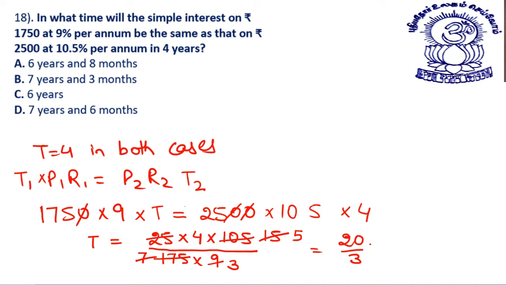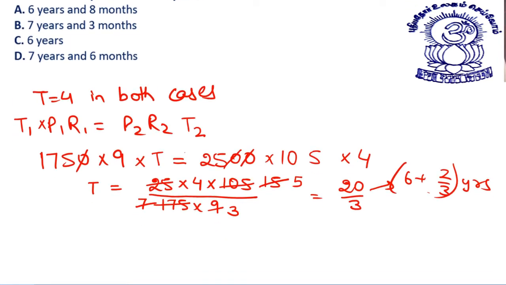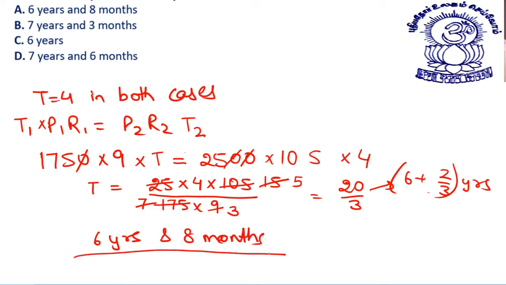20 by 3 means 6 plus 2 by 3. 2 by 3, this is these many years. So 6 plus 2 by 3 years means 6 years and 8 months. This is your answer, my dear students. I am very sure it must be clear to all of you. 6 years and 8 months. So this way we will be solving all the questions, and it will be very easy. I assure you this thing.